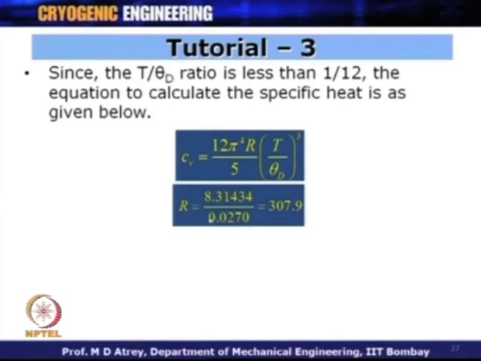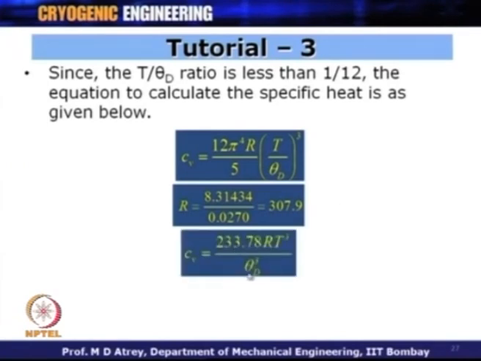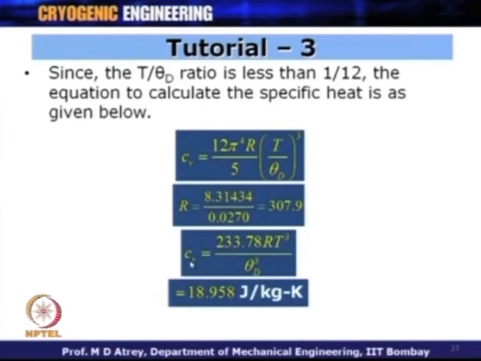For aluminum, what you get is a specific gas constant, which is 307.9 for aluminum. Putting those values over here, what you get ultimately is a value of Cv, which is 18.958 joule per kg Kelvin, right. So, what you see here is the value of Cv is drastically less at 25 Kelvin in this case of aluminum. In the earlier problem, what you saw was for copper, which was a correspondingly very high value, and at 25 Kelvin aluminum shows a very low value.